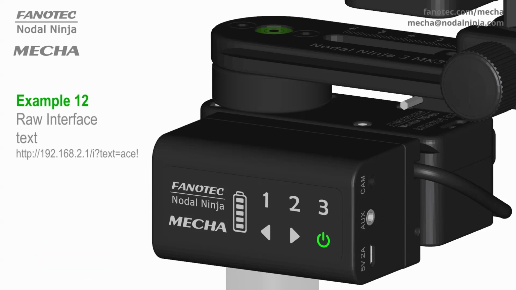Example 12. Let's see one more example. The LEDs can display a text using a command specific to the raw interface. With the following command, the LEDs display the text ACE followed by the exclamation mark. Lowercase letters are also accepted. ACE, exclamation mark.